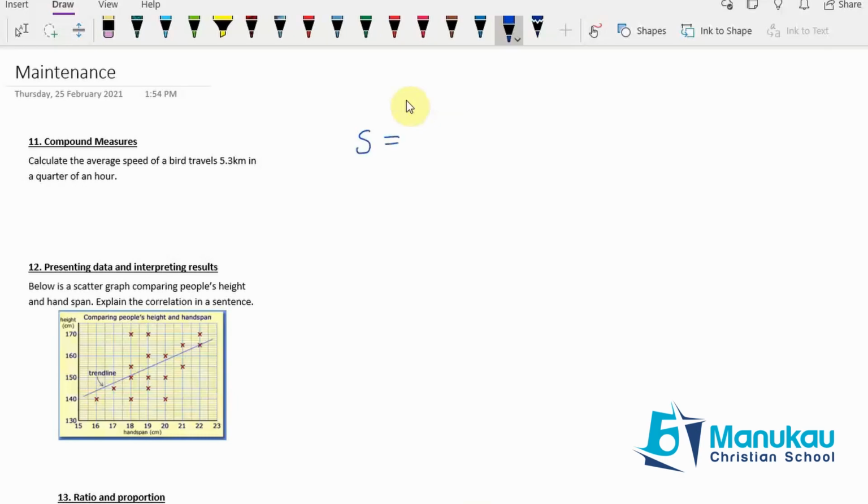Speed equals your distance divided by your time, and the distance is going to be in kilometers, and the time should be in hours, because we want to get kilometers per hour. Okay, so in this case, we know that our distance is 5.3 kilometers. How many hours did it take, Angelina? 1/4. How do we write 1/4 as a decimal? Yep, 0.25.